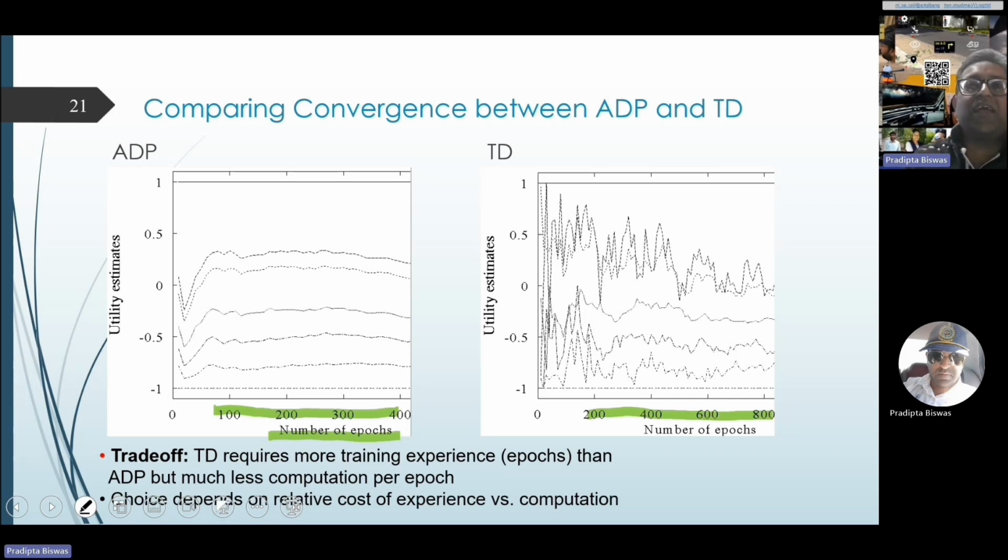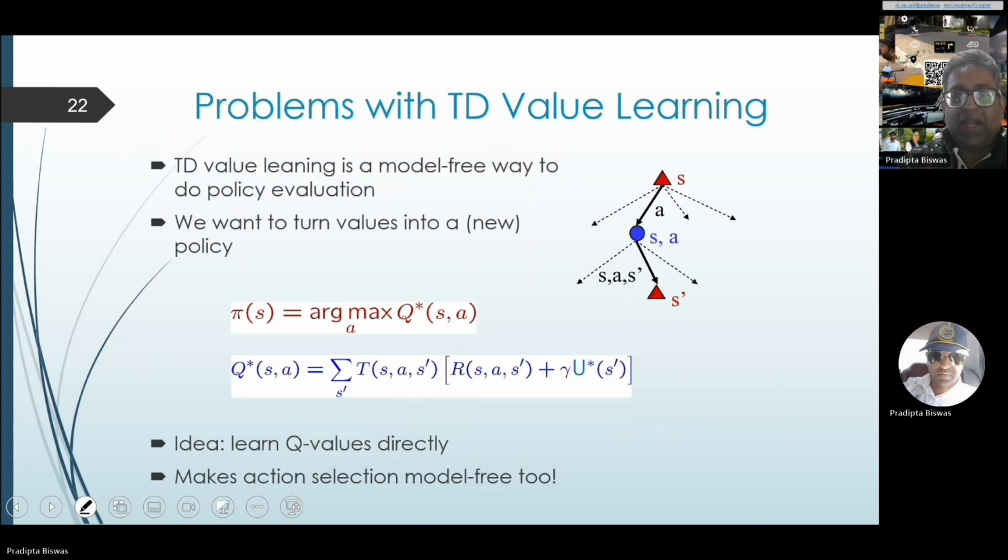So if it is a smaller state space, we can go for ADP, where I can take the whole state space into memory because it will give me faster convergence. While in case of TD, if the state space is very large, we can go for temporal difference learning because each iteration will be less costly. But with more training samples, I will converge the utility values which I need for the local neighborhood.